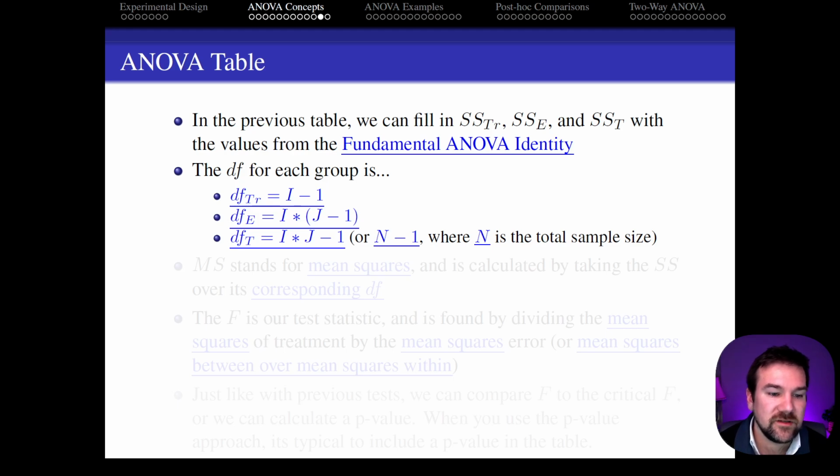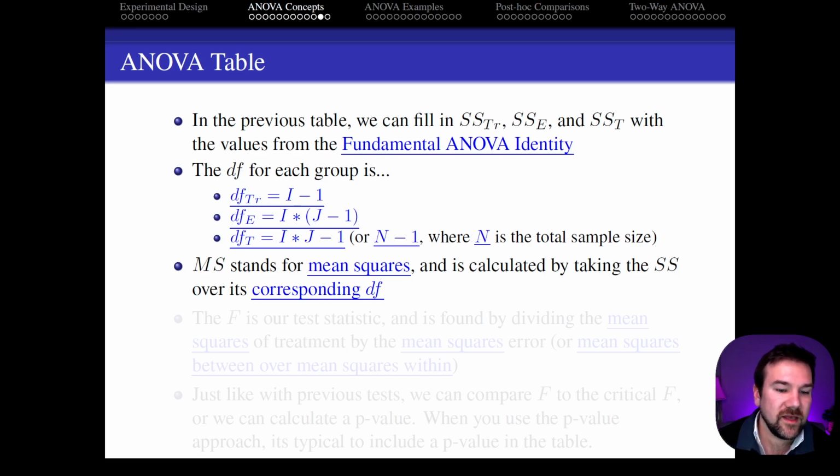The degrees of freedom total is simply the total number of participants minus 1. You can find that using capital I times capital J minus 1 with no parentheses. You do the multiplication first before subtracting 1, or you can find that by taking the total number of participants, capital N, and subtracting 1.